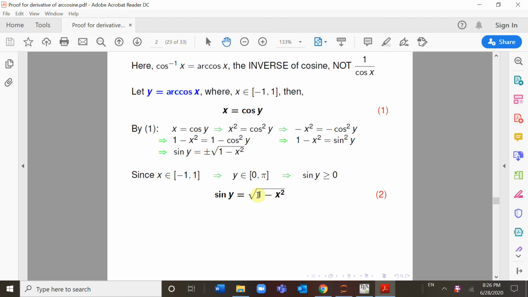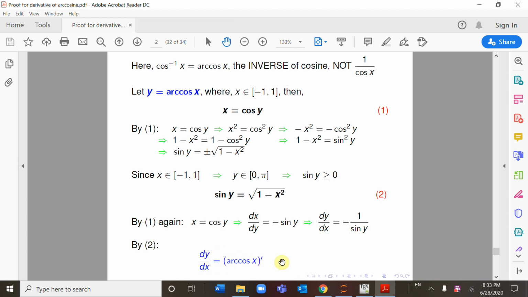So we write here, from the first equation, we know x equals cosine y. Then we take the derivative. Here, x is the output, y is input. So dx/dy is negative sine y. Then we flip it over to get dy/dx, that's why here is negative, 1 over that. So now we could replace sine y by this square root. We get dy over dx, that means arc cosine prime, this formula is -1 over this square root.